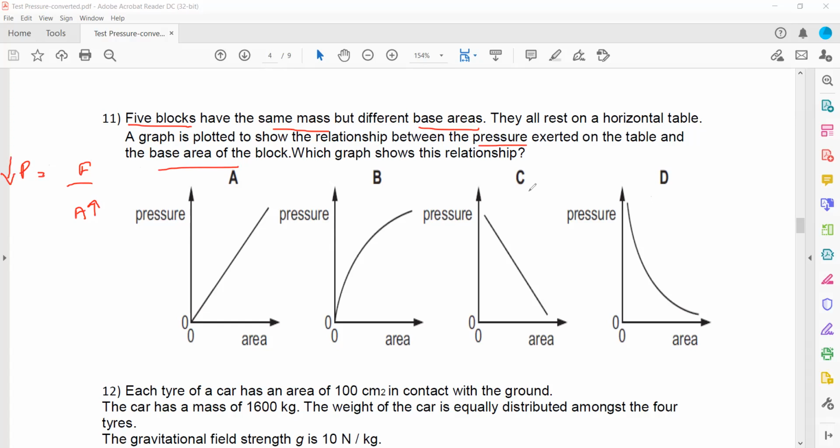So graphs C and D both are representing that when we are increasing the area, the value of the pressure is decreasing. But because they are inversely proportional, this will always be a curve. Like here area is 1, 2, 3, pressure is 10, 20, 30, 40.